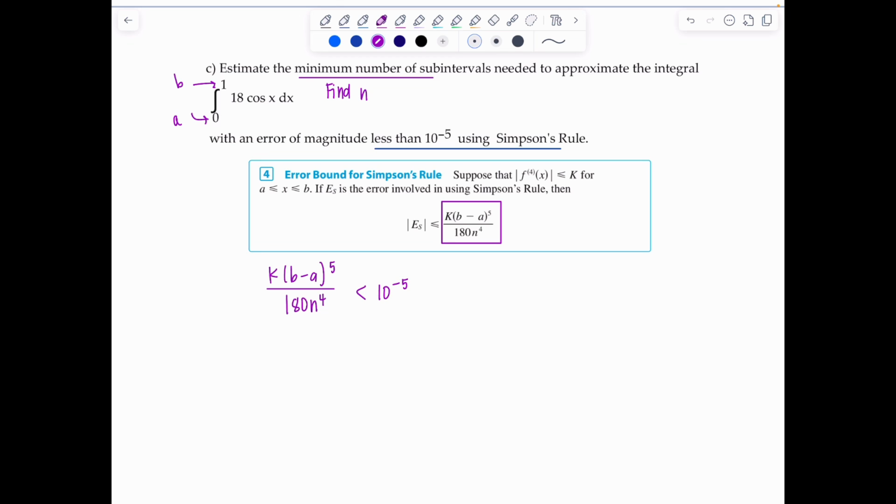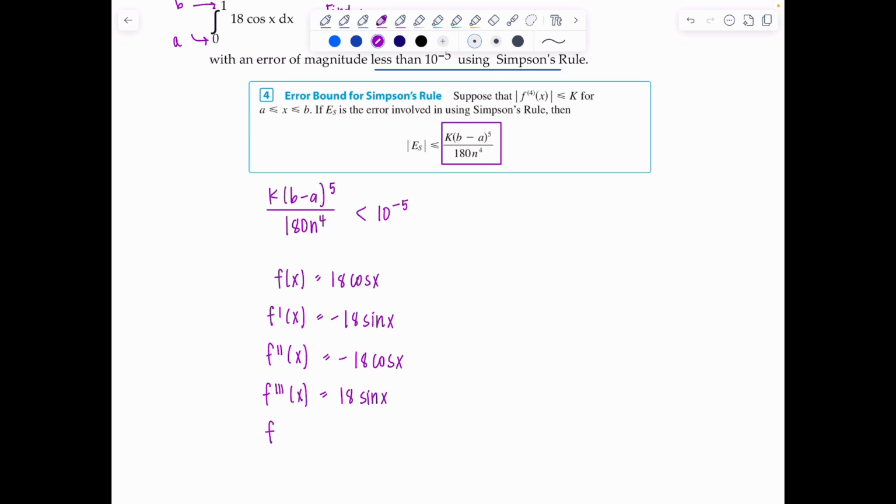Okay, so let's find k. K is an upper bound on the fourth derivative. So f of x is 18 cosine x. Let me take 4 derivatives. It won't be bad though. So f prime is negative 18 sine x. F double prime is going to be negative 18 cosine x. F triple prime is going to be positive 18 sine x. And then at long last, my fourth derivative is what I started with, 18 cosine x, not a coincidence.